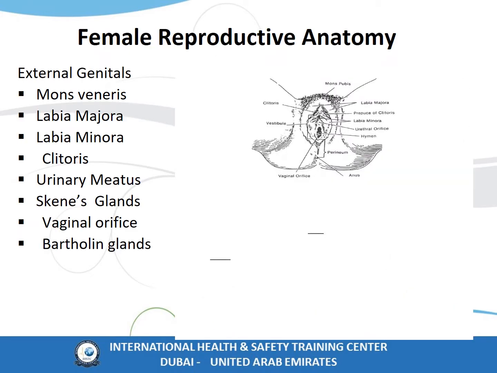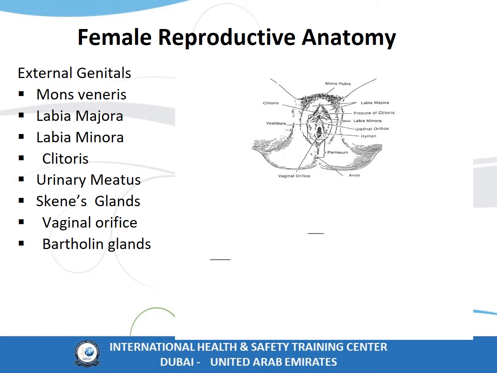Let's look into the external genitalia of the female reproductive system. Mons veneris is a hairy skin-covered pad of fat over the symphysis pubis. Labia majora are hairy skin-covered folds. Labia minora are small inner folds covered with modified skin. Clitoris is a small mound of erectile tissue below the junction of the two labia minora.